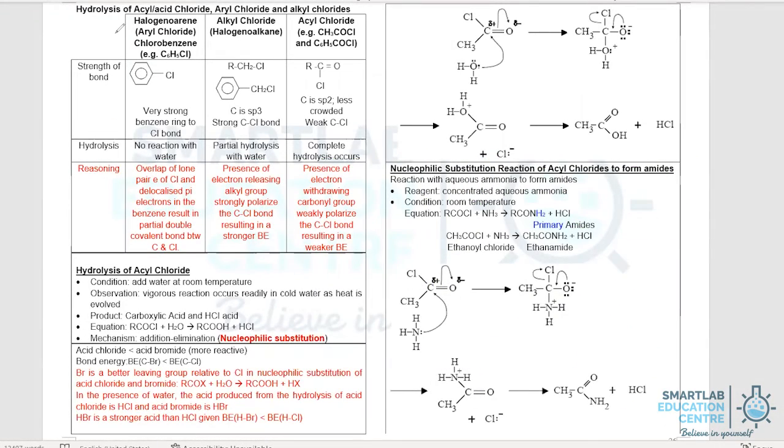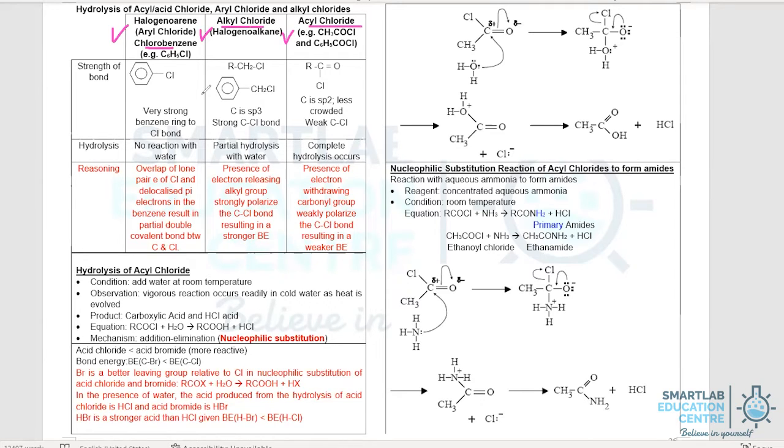Chloride. The initial part will be discussing three compounds that contain halogen. Okay, the first one, halogenoarene. Then you have your halogenoalkane, and of course the last part you have your acid chloride, or it can be acid bromide. For discussion, we're going to specifically look at chlorobenzene, alkyl chloride, as well as acid chloride.